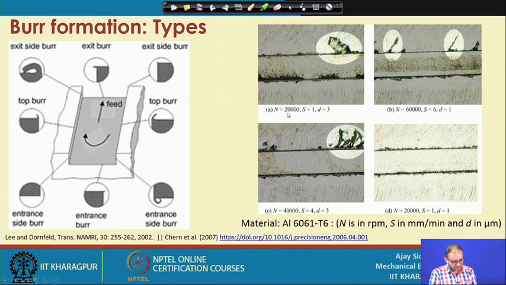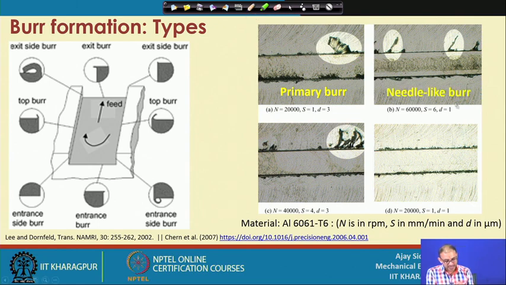So, this is the RPM, 20,000 RPM, and the feed rate of 1 millimeter per minute, and the depth of cut is 3 micron. What are the different ways of describing these? One is the primary burr. Primary burr means all of these things are considered primary burr, because you are not able to avoid them in that case. Whatever we have shown schematically in the earlier slide, we have seen by SEM image, all those are called primary burr.